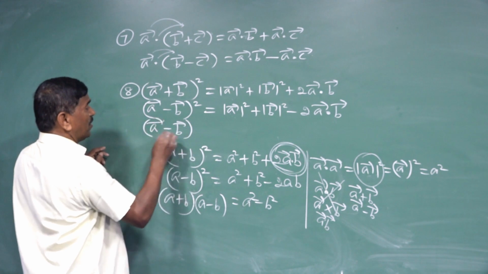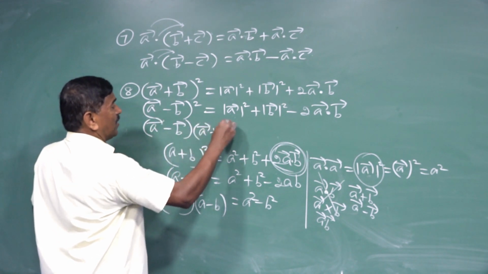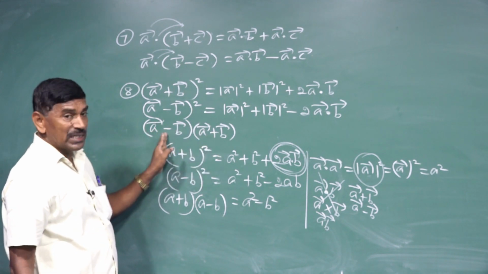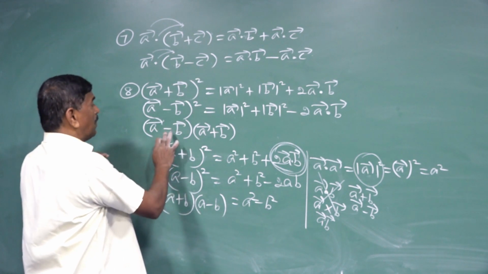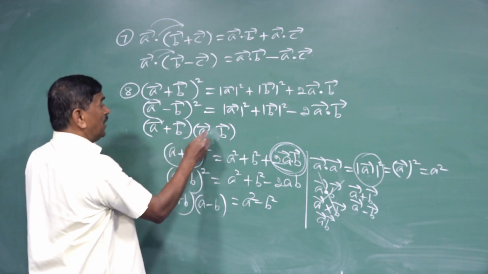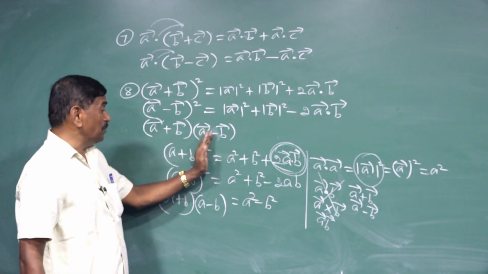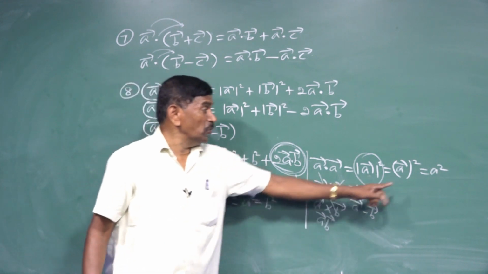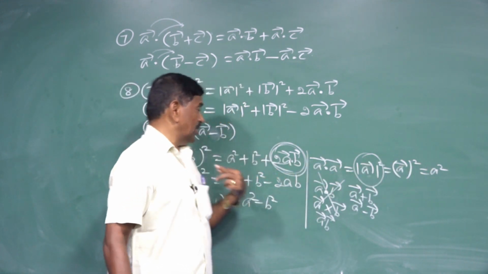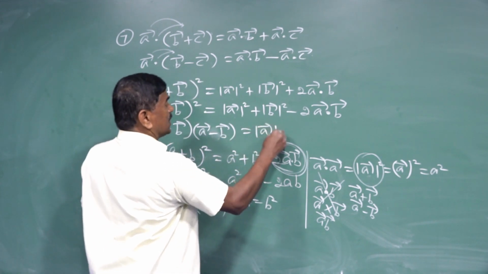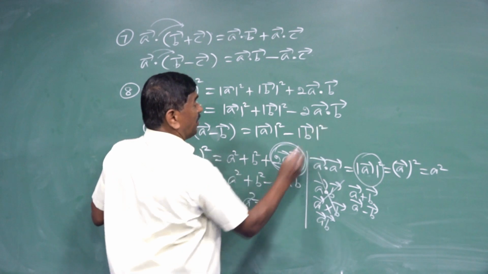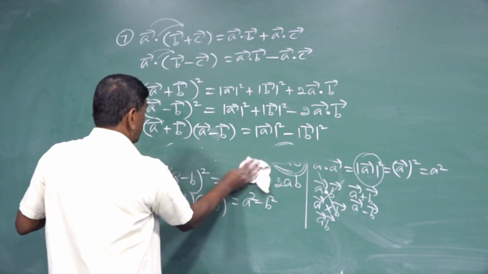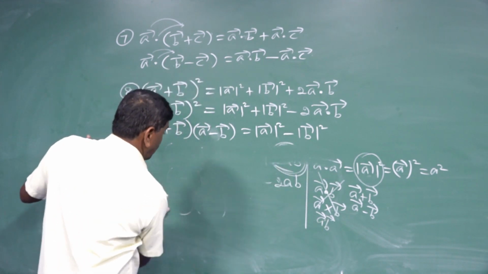Similar idea: A vector minus B vector into A vector plus B vector. It is of the form a minus b into a plus b, or a plus b into a minus b. Both are correct. A plus b into a minus b equals a square minus b square. But in vector algebra, let us use a square equal to modulus A vector square, which is equal to modulus A vector square minus modulus B vector square. So these three are algebraic formulas, and these are all rough work, no need.